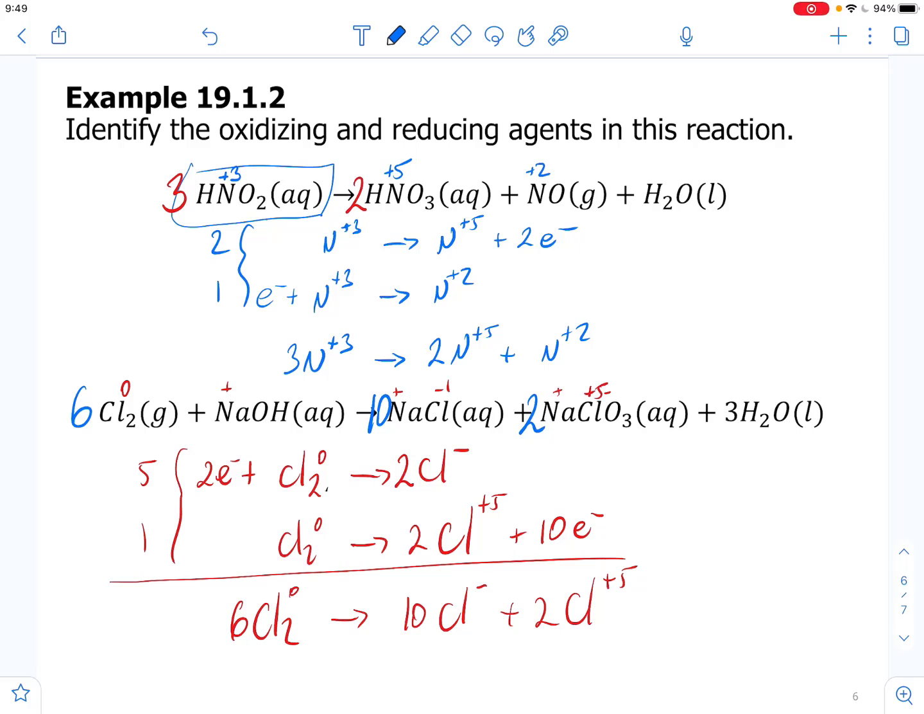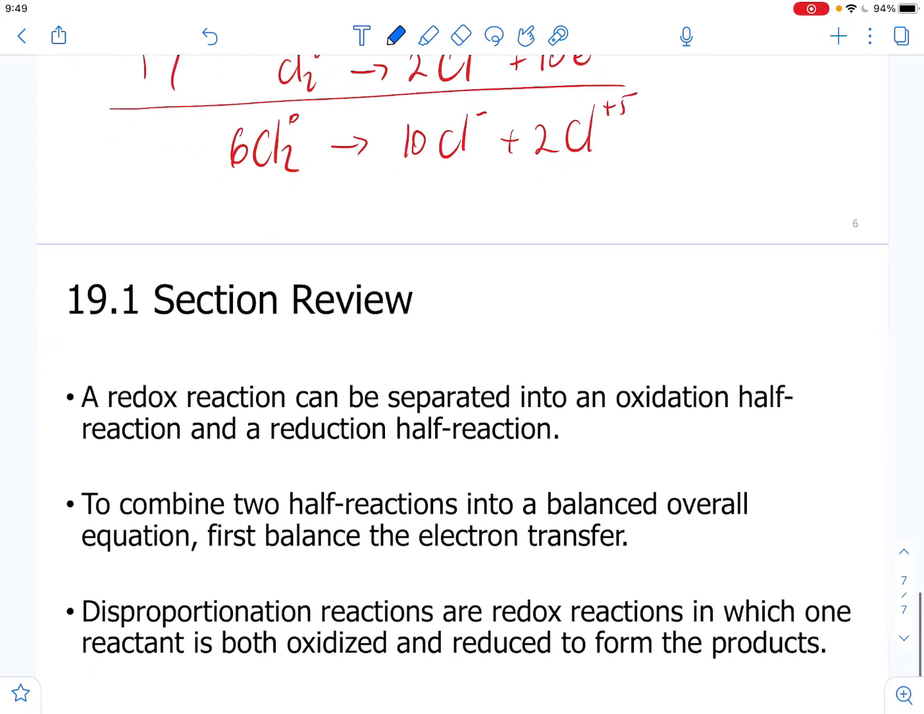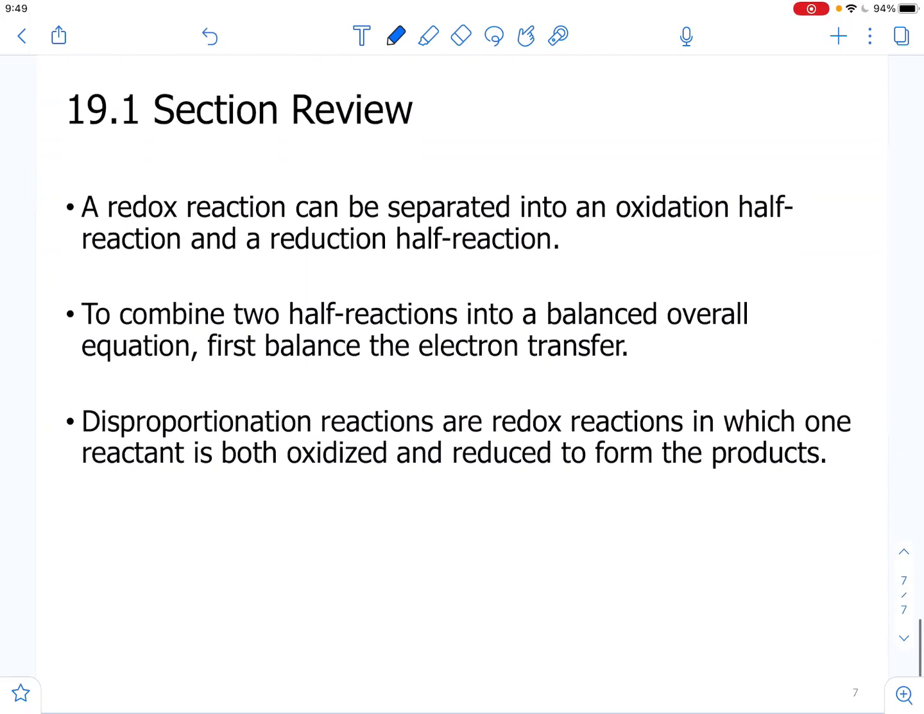Alright, so in review, remember, a redox reaction can always be separated into two half reactions. One represents the oxidation reaction and the other represents the reduction reaction. Okay, you have to combine both half reactions, but you need to try to balance the number of electrons being transferred, because you are not getting electrons out of thin air, and there will not be electrons floating by themselves after the reaction. So the same number of electrons that are being lost is the same number of electrons that will be gained by another species.